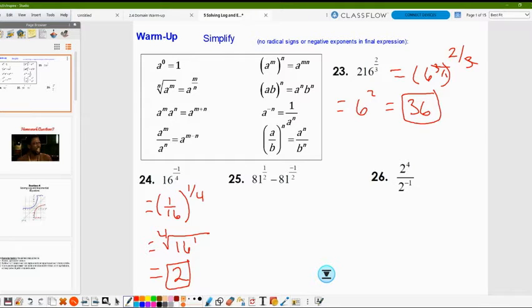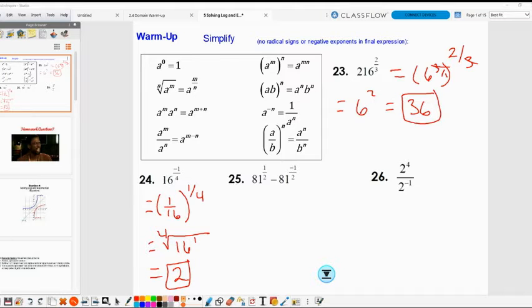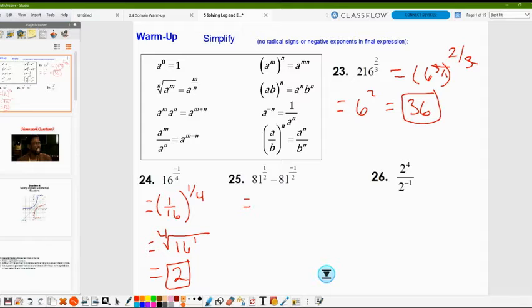Looking at the next one, be careful here. We have subtraction. These are two different terms. So let's take a look at them individually first and then see what we need to do. Okay, so the square root of 81, 81 to the 1/2 is just the square root of 81. So I know that that's 9 minus the square root of 81, but it's also negative. So it's going to become 1 over 81 because of the negative, and then I still need to take the square root of that. Well, the square root of a fraction is just the square root of the numerator over the square root of the denominator.